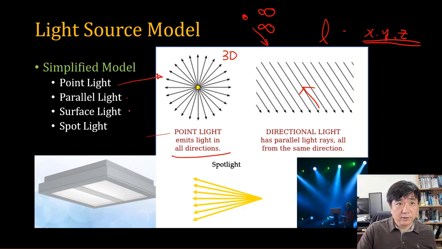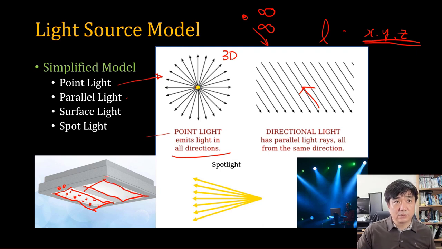The third thing is surface light. In our room, in our home, there is a kind of reflection plate, and inside this plate there is some LED light or fluorescent light. This area works like a light source, so we call it a surface light.